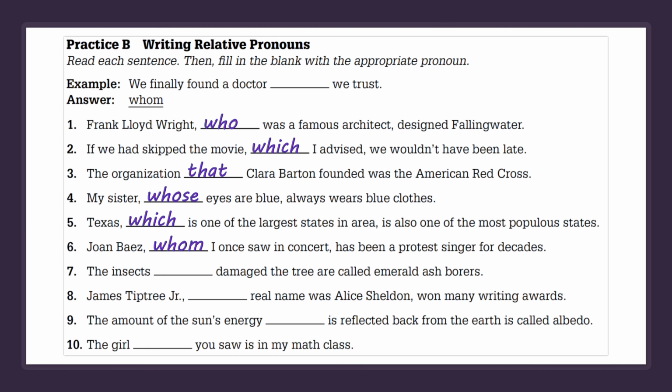Number 7, the insects that damaged the tree are called emerald ash borers. That, because that refers to both people or things. In this case, things. Okay, I will leave numbers 8 to 10 for you as homework.